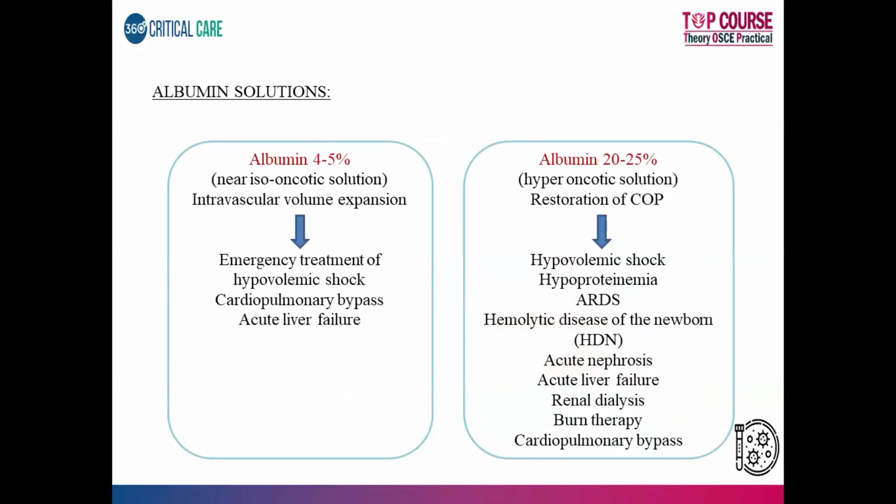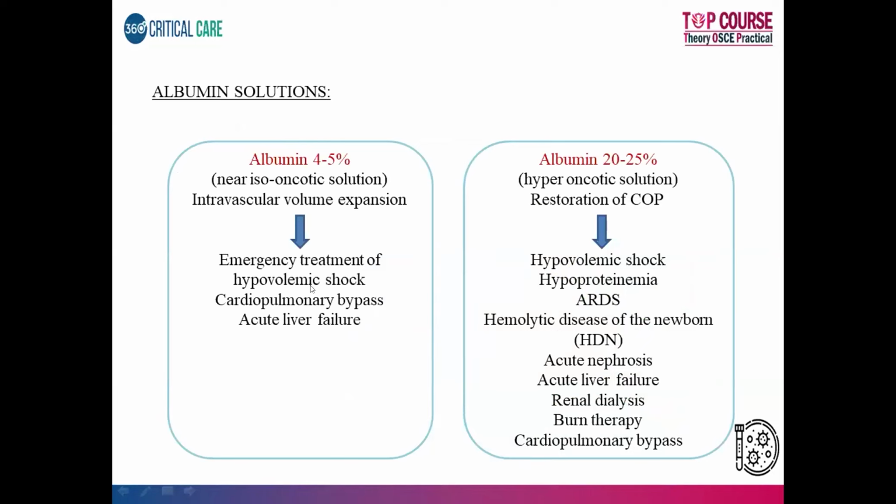Coming to the different albumin solutions, we have two forms. One is the iso-oncotic solution and one is the hyper-oncotic solution. Iso-oncotic solutions are available as albumin 4 to 5%, and hyper-oncotic is albumin 20 to 25%. So basically, what is the function of this iso-oncotic solution? It helps in intravascular volume expansion.